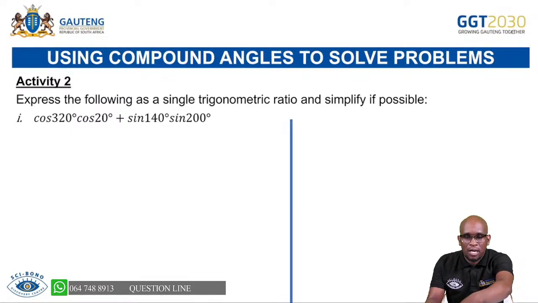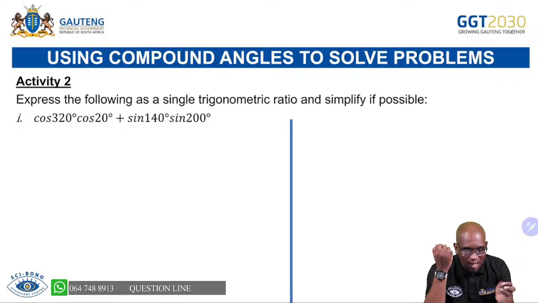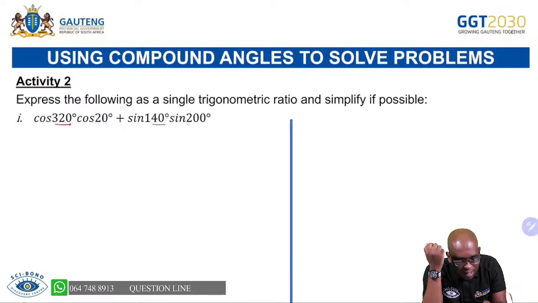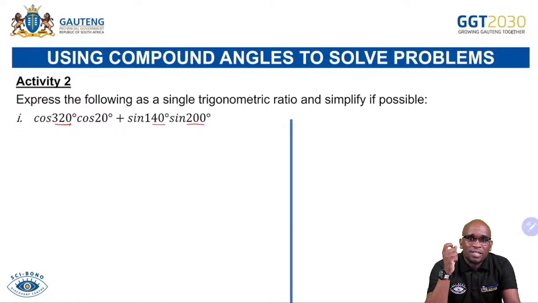Right, hello and welcome back. Hopefully you were able to determine the single trig ratio for this one, and if possible, maybe simplify. If you check here, we have what we call the numerical reductions. You did this in grade 11. These are numerical reductions.